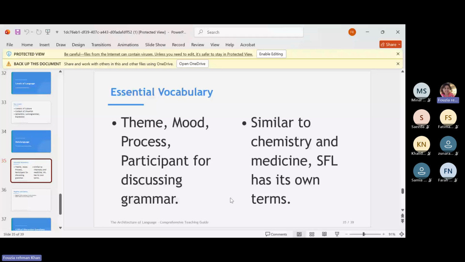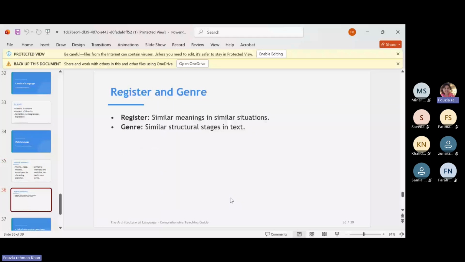Register we have done: similar meanings in similar situations. The situation is the same if this is a medical situation or this is a linguistic class going on, so we share the similar meaning.